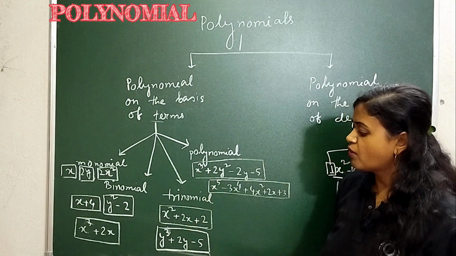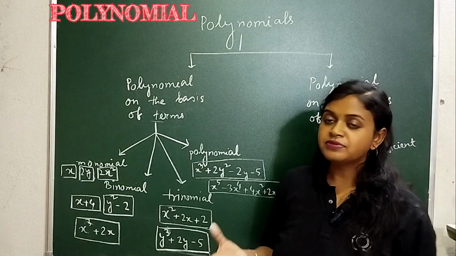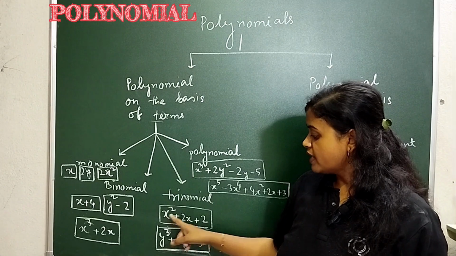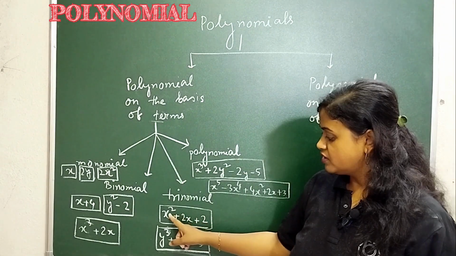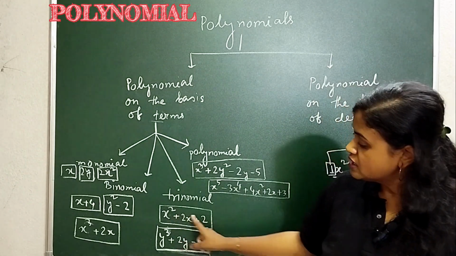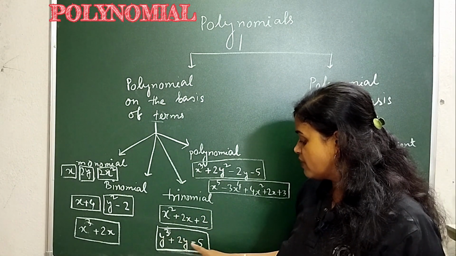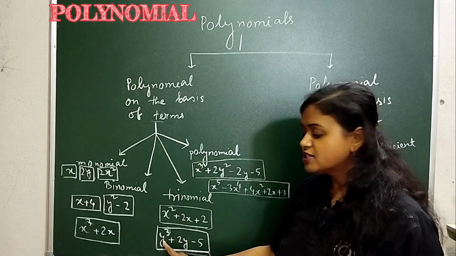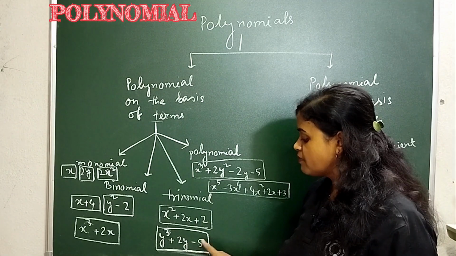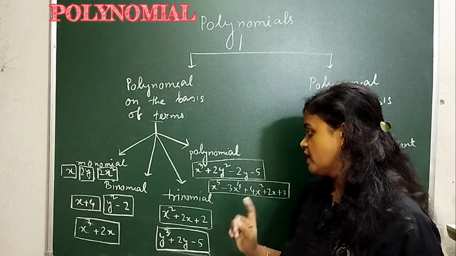Next, trinomial. When can we say a polynomial is a trinomial? When the algebraic expression contains 3 terms, like x square plus 2x plus 2. There are 3 terms, connected by the operation plus. So this is called a trinomial. And y cube plus 2y minus 5: y cube is a term, 2y is a term, 5 is a term. They are connected by plus and minus operations. So it is a trinomial.